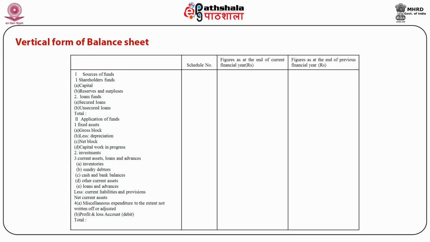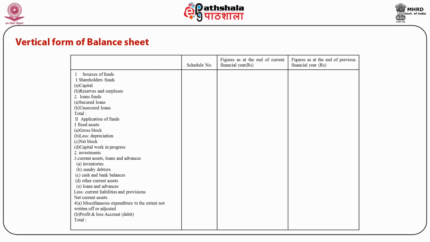The vertical form of balance sheet is shown in this present slide, and it shows that the balance sheet is divided into two parts. First is sources of funds, and second is application of funds. Sources of funds is related with liabilities and equities, that is shareholder fund and loan funds. Shareholder fund includes capital and reserve and surplus. Loan fund includes secured loan and unsecured loan.